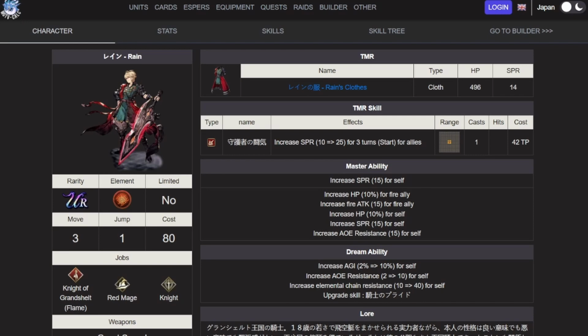But really, he needs something else. He needs a new specialty to help him work in the modern meta, and AoE resistance seems to be a big part of that. But also, one of the very rare cases of getting three passive upgrades on your dream ability, and all three of them being good in addition to that, elemental chain resistance of 40 for self. Now, since this is on a dream ability, this isn't a buff like it was for Alphonse. This isn't something that he has to activate and will only be around for three turns. He will always have 40% elemental chain resistance, which is a pretty big deal.